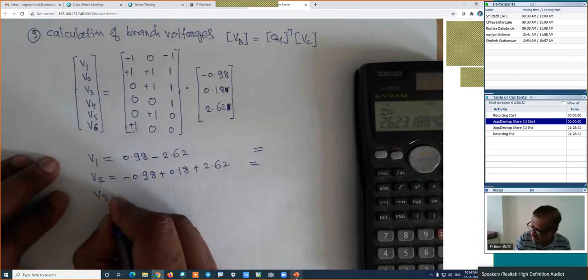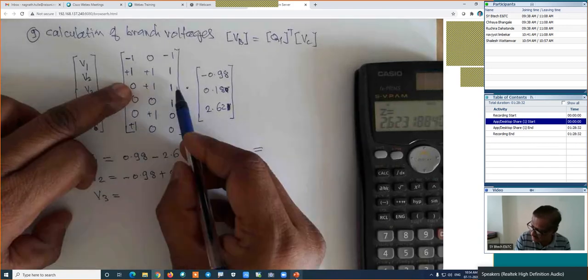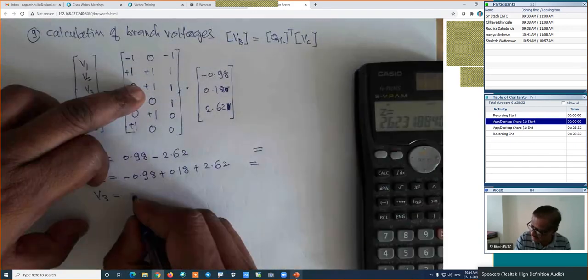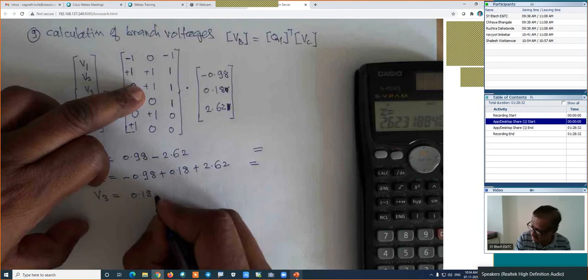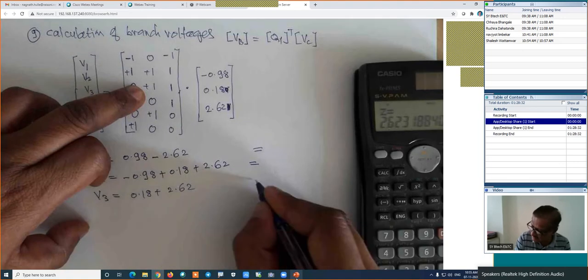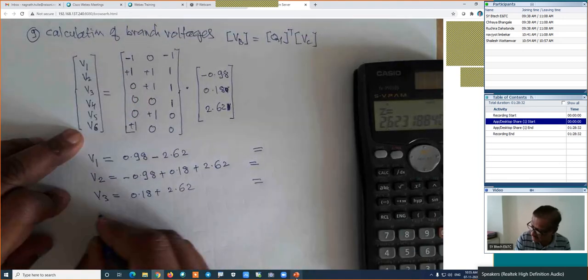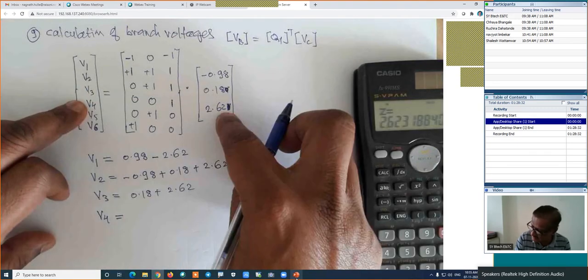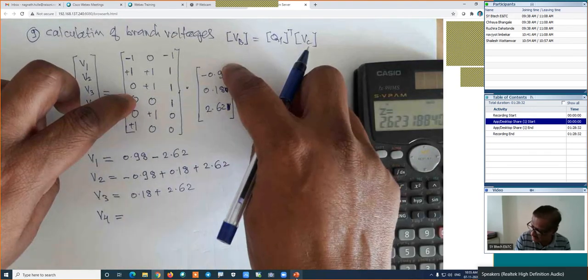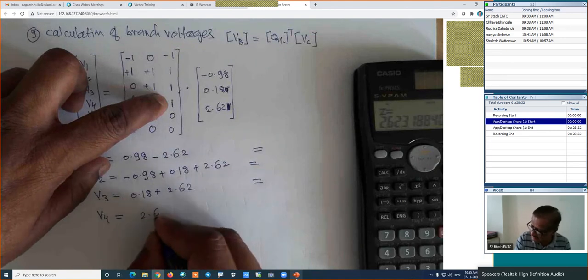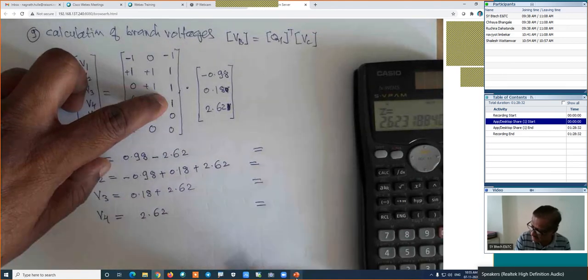This is V3, the third voltage. This third row into this column, this is 0. This is 0.18, plus this 1 into this 2.62. This value is 2.62. Then V4, this voltage, fourth row into this column. This is 0 into this value, 0 into this value, 1 into 2.62. It will be 2.62.